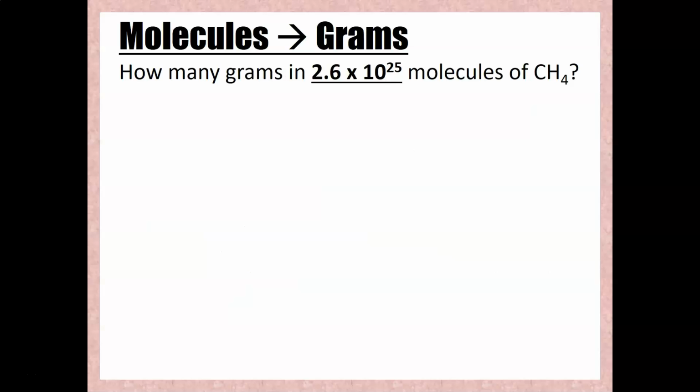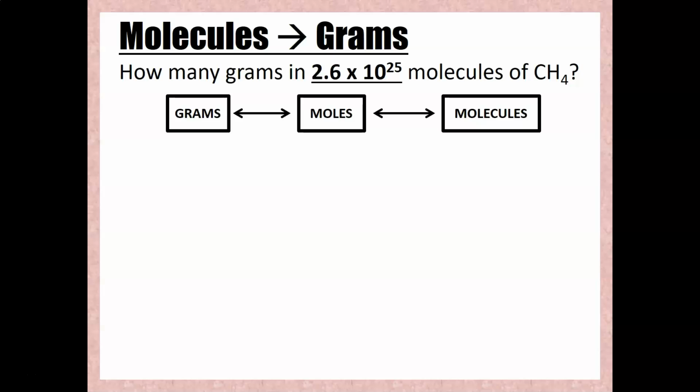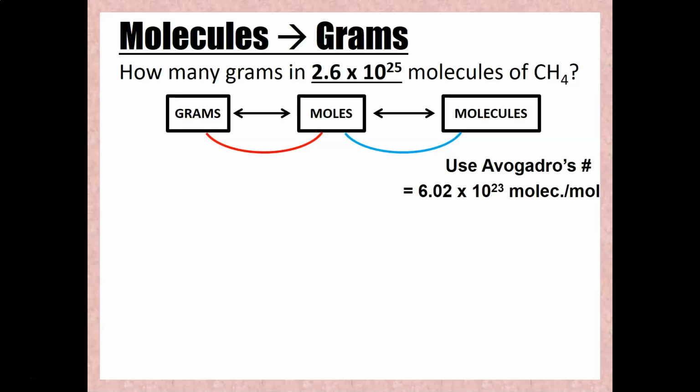Going from molecules to grams, once again I'm going to have to use the entire molar pathway, but this time I'm going backwards. Molecules to moles, moles to grams. I'll use Avogadro's number first, then I'll use molar mass. This time it's the molar mass of CH4. If I look on the periodic table, carbon weighs 12. I have 4 hydrogens that each weigh 1, so I get a mass of 16.